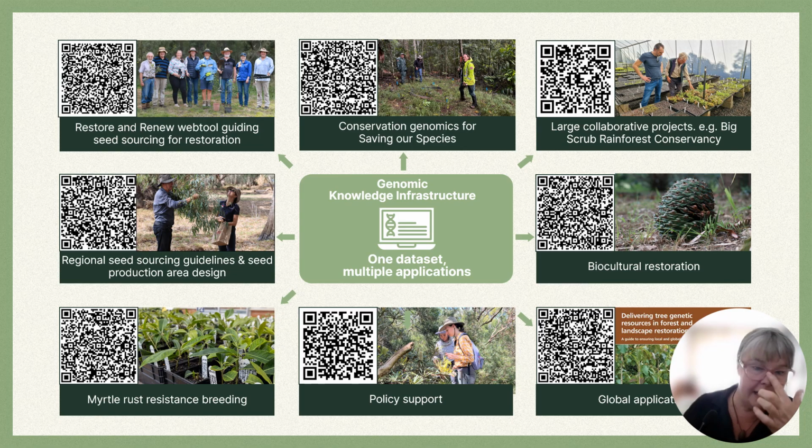So just briefly, here's some of the areas where our research is applied. I'll be talking today about the Restore and Renew web tool and how it guides seed sourcing for restoration. But we also, for example, provide advice to the New South Wales Saving Our Species program and to large-scale collaborative projects such as the Big Scrub Rainforest Conservancy Science Saving Rainforest project. And these QR codes all link to more information on these key research areas.